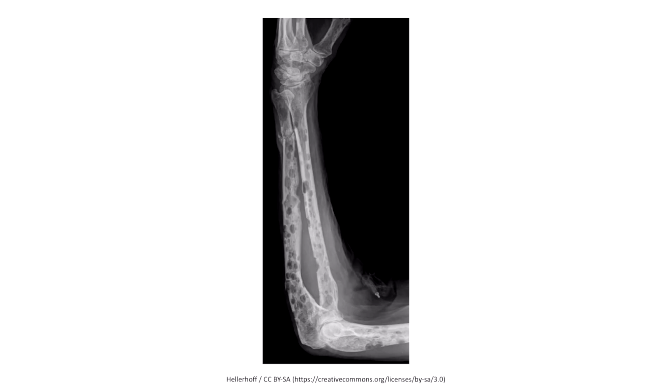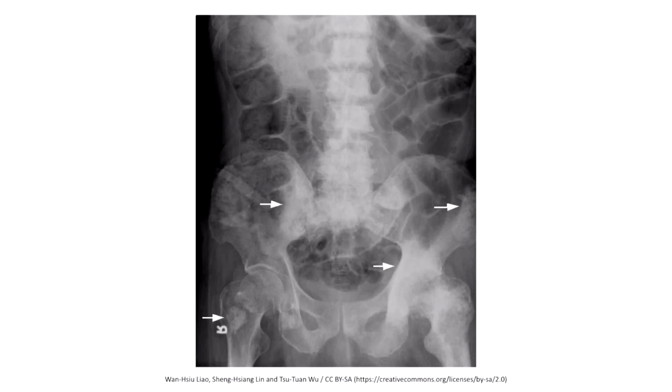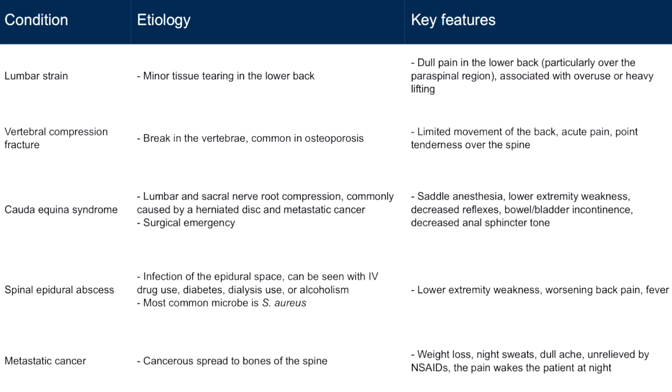Here we see an X-ray image of the arm in a patient with multiple myeloma. Each of the darkened regions scattered throughout these bones is a characteristic osteolytic lesion of this disease that may also be present in the spine. Here is an image of a patient with metastatic prostate cancer. Notice the osteoblastic lesions indicated by the arrows where whitened areas of sclerosis can be appreciated. Here's a table that reviews the causes of low back pain discussed in this lecture.